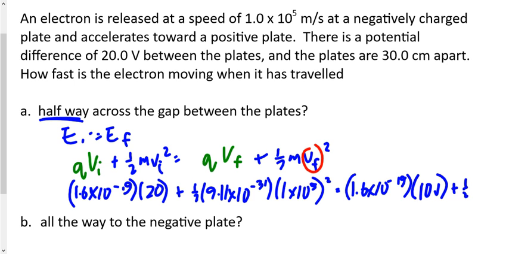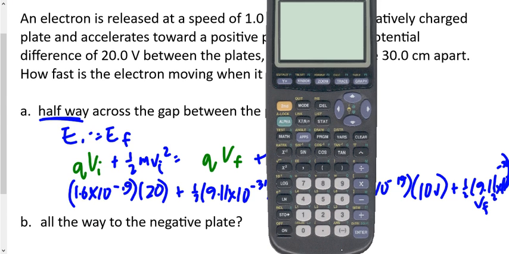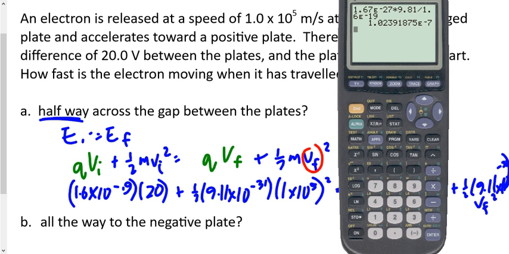Plus 1/2 of 9.11 times 10 to the minus 31 times vf squared. Now, a little bit tricky mathematically here. Let's get the left side. 1.6 times 10 to the minus 19 times 20 plus, use some brackets here, 0.5 times 9.11 times 10 to the minus 31 times 1 times 10 to the 5, squared. There's my left side.